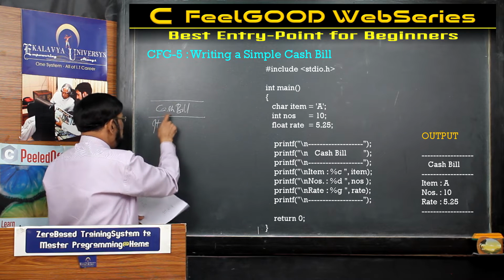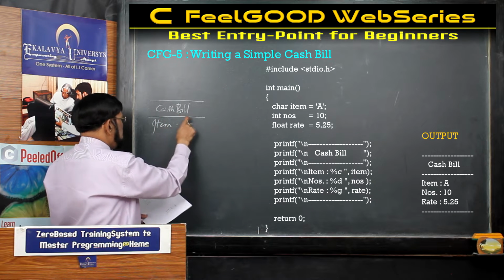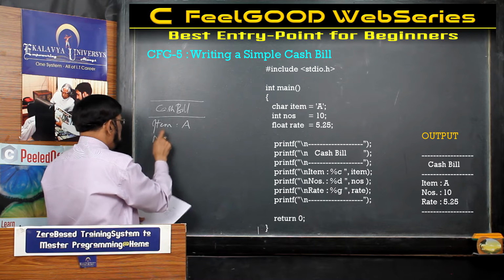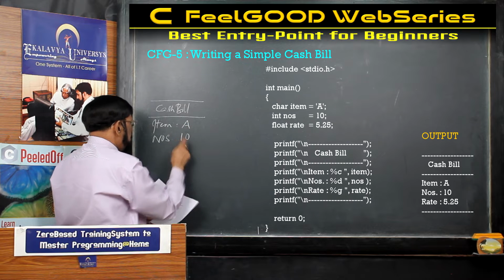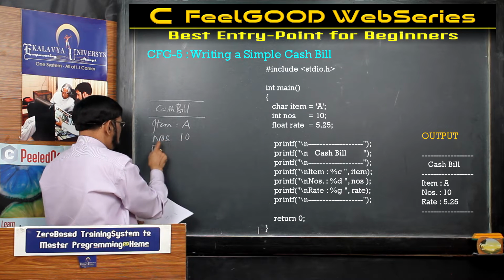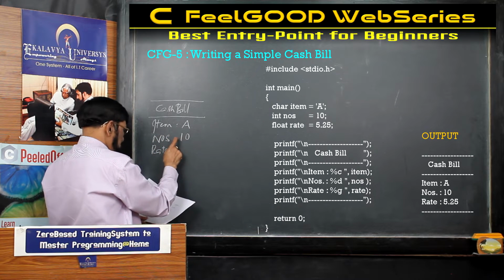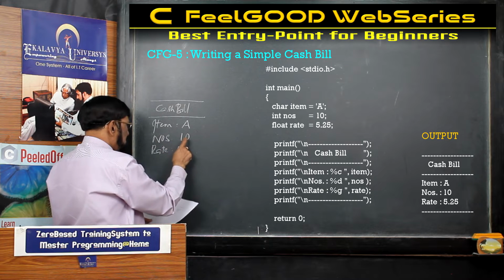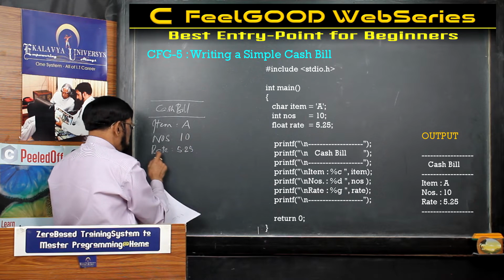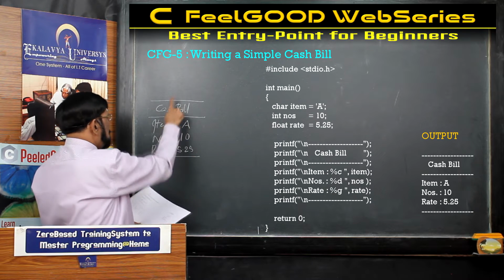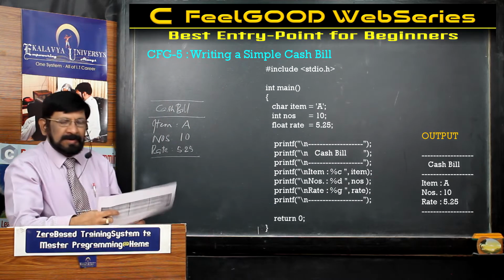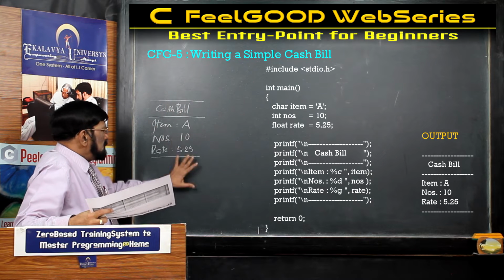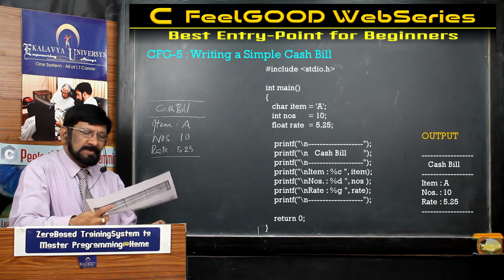Now item A, numbers 10, rate 5 rupee 25 paise. Okay, 1, 2, 3, 4, 5, 6, 7. Seven printf statements you have to write to produce this output.